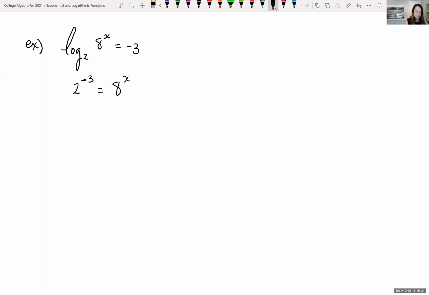So here's another case where we can manipulate the bases to be the same. We can rewrite 8 to be 2 cubed. So you have 2 to the -3rd power equals 2 cubed, and then that's raised to the x power. But power to power is multiplication of exponents. So we get 2 to the -3rd power is equal to 2 to the 3x power. Bases are the same, so we can set our exponents equal to each other. So we have -3 equals 3x. Divide through by 3, we get x equals -1.